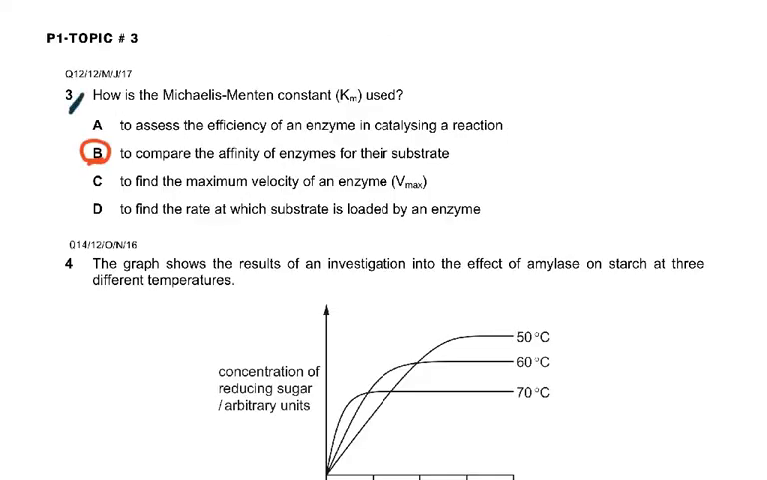Then part 3 was a direct question. How is the Michaelis-Menten constant used? To assess the efficiency of an enzyme in catalyzing a reaction, to compare the affinity of enzymes. Yes, that's important. You compare the affinity of enzymes to their substrate. To find the maximum velocity of an enzyme, Vmax, no, that was wrong. To find the rate at which substrate is loaded by an enzyme, no, that was wrong as well. And these three were wrong.